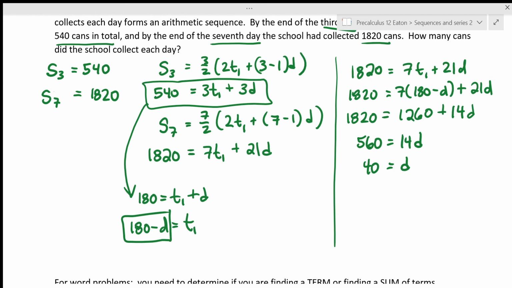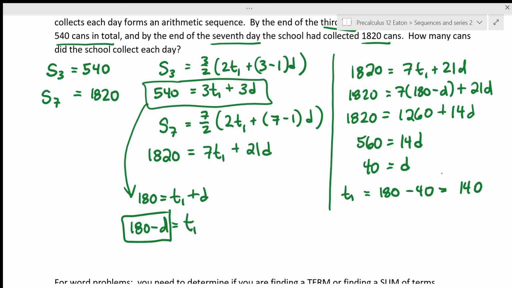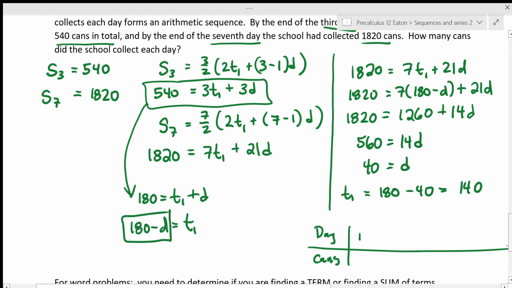So what I'm going to do is first calculate T1, which is pretty simple because I have my lovely equation 180 minus D equals T1. So T1 is equal to 180 minus 40, which is 140. So now I'm going to answer in a chart. I'm not going to bother writing the general term because the general term is not what I'm going to be asked for. I'm going to make a little chart that says day and cans. And then I can list day 1, 2, 3, 4, 5, 6, 7. I can fill in my chart.